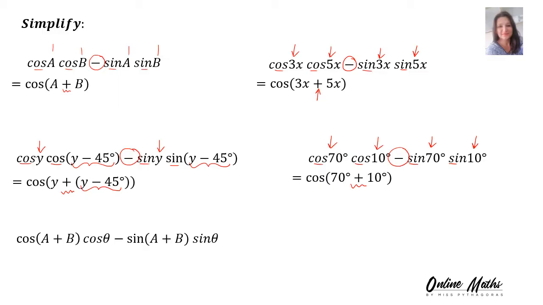And then the last one, let's spot the pattern. Cos, cos, sin, sin. And then the angles, A plus B and theta, A plus B and theta. So the compound angle is cos, and the angles A plus B and theta. And remember, when this is a minus, this is a plus.